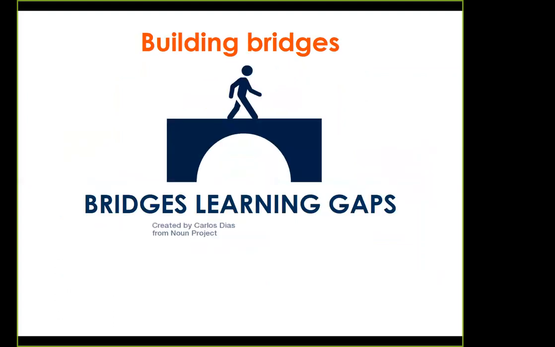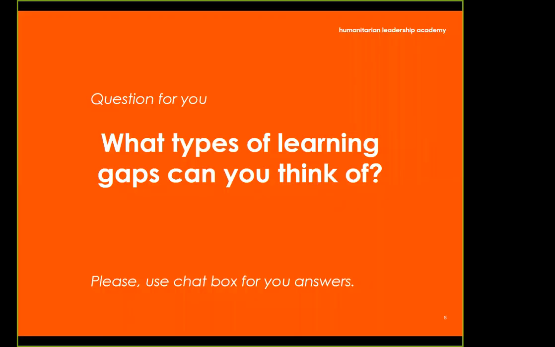Learning also is about building bridges, about bridging learning gaps. We as learning designers, or if you are going to facilitate the learning, as facilitators, build bridges between learners' current situation, where they are at the moment, and the situation where we would like them to be, where they need to be. And there are several types of learning gaps. I would like to ask you, what kind of learning gaps can you think of? Please use the chat box for your answer.